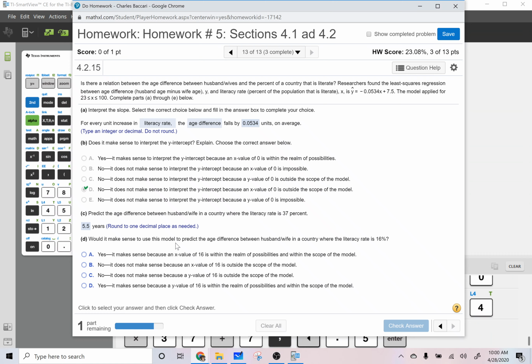Would it make sense to predict the age difference for 16%? Well, 16% is outside of 23% and 100%, so no, it does not make sense.